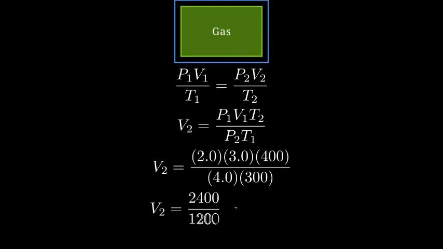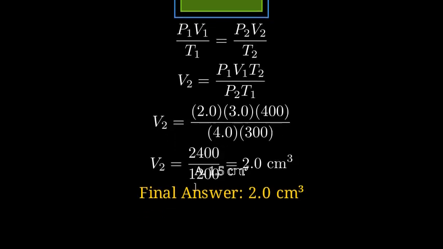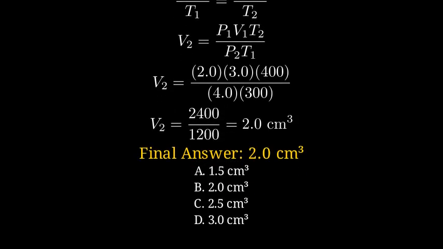The numerator is 2 times 3 times 400, which is 2,400. The denominator is 4 times 300, which is 1,200. 2,400 divided by 1,200 is 2.0. So the final volume is 2.0 cubic centimeters. Looking at the answer choices, the correct choice is option B, 2.0 cubic centimeters.